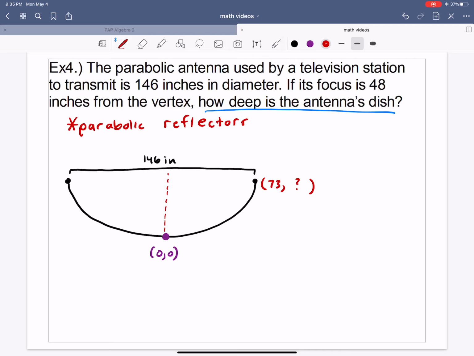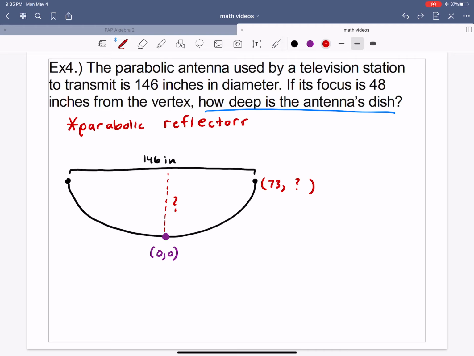In fact, if I can find that y value it will actually tell me what the depth of this satellite dish is. That's what I'm trying to find. Well, some of you might be saying, well, Koza, don't we know that it's 48 inches? No, read it again carefully. It says the focus is 48 inches from the vertex. That does not mean that the depth of that satellite dish is 48 inches. Who knows where that could be located? 48 inches could be up here. 48 inches could be on the interior. We don't know that, so we need to figure a few things out here.